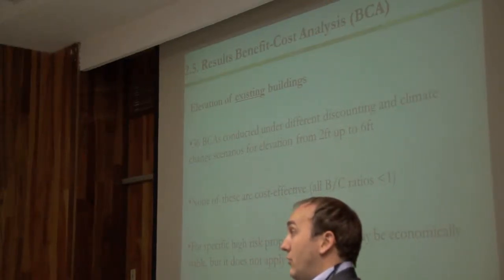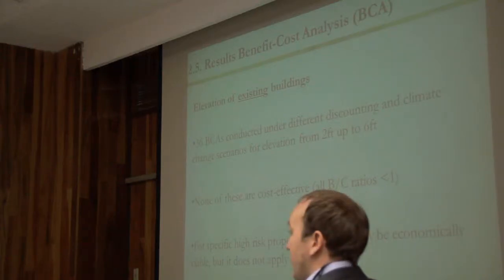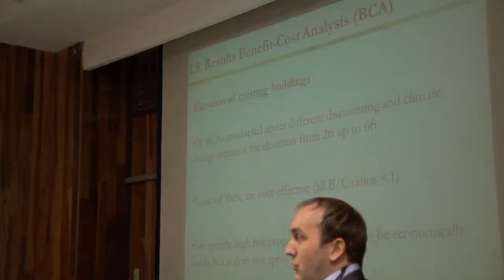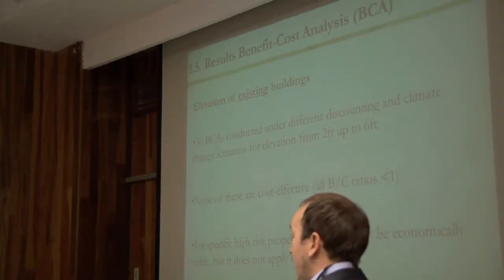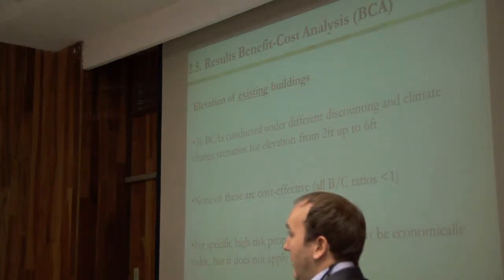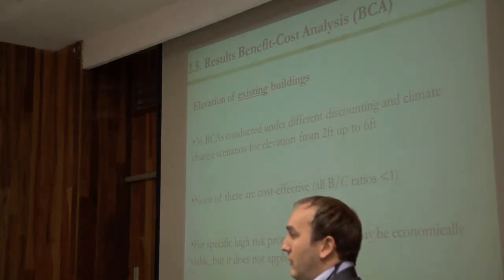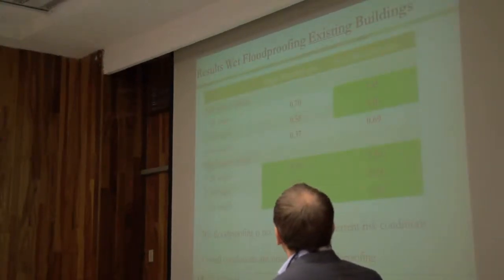Every calculation showed that it's not cost effective to do that, because all benefit cost ratios are smaller than 1. And the reason is it's just too expensive to elevate these existing buildings. It's not worthwhile, given the risk reduction that this delivers. So only for some very high risk properties located on the coast, this could be viable, but as a general strategy, it's not viable. Next slide, please.